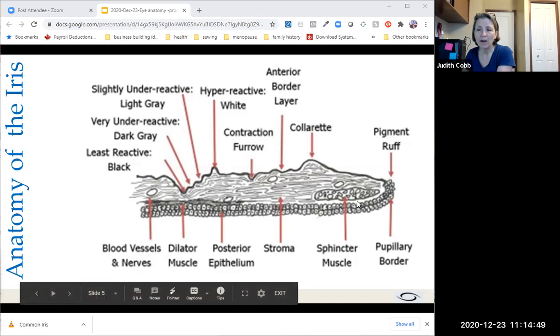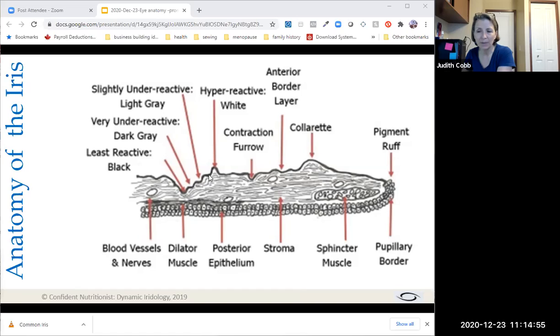Alrighty, so we've got the anterior border layer, and that is the layer that holds the pigment. And you now know that the least amount of pigment is seen in blue eyes, the most is seen in dark brown. And we know that that pigment can obscure what we see in the body of the iris. I'm going to look at an example of that in just a moment. We've got the posterior epithelium, which is always 2 layers thick, and it's black or very, very dark brown. We have the dilator muscle, we have the sphincter muscle, and we have various other blood vessels and things like that in this tissue as well.